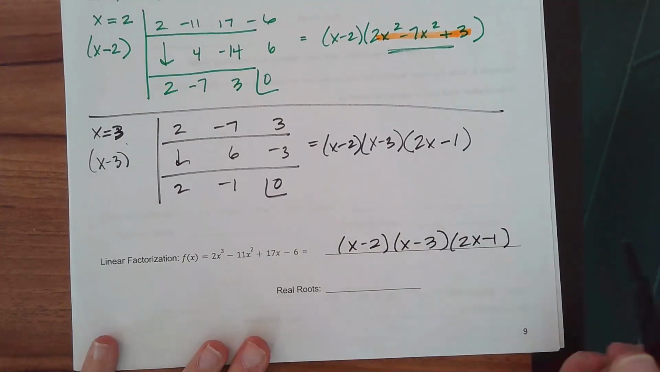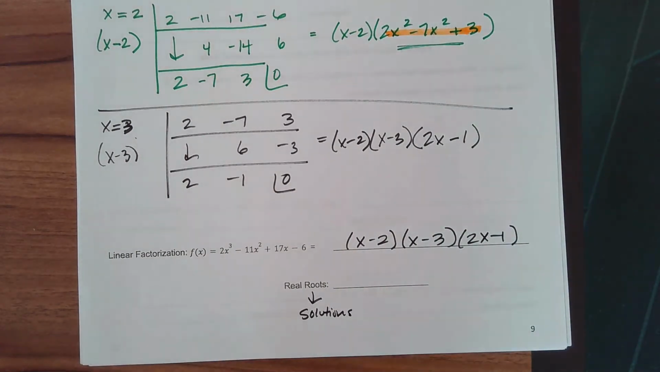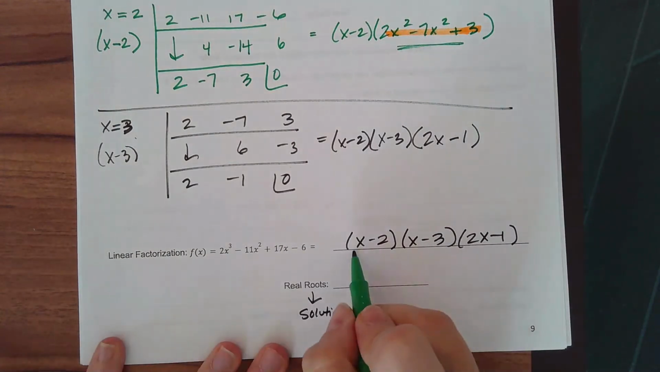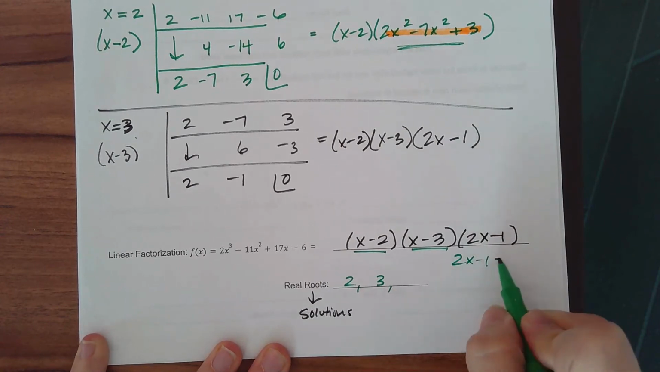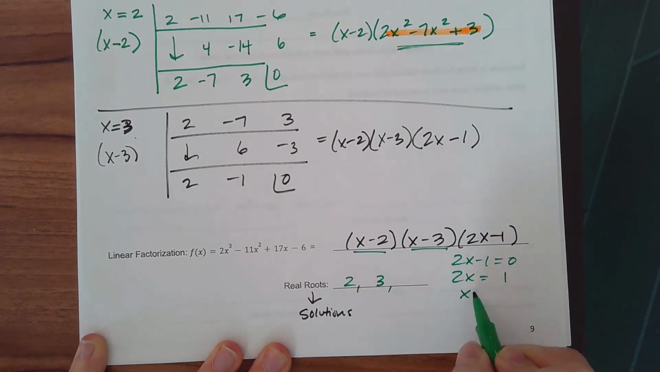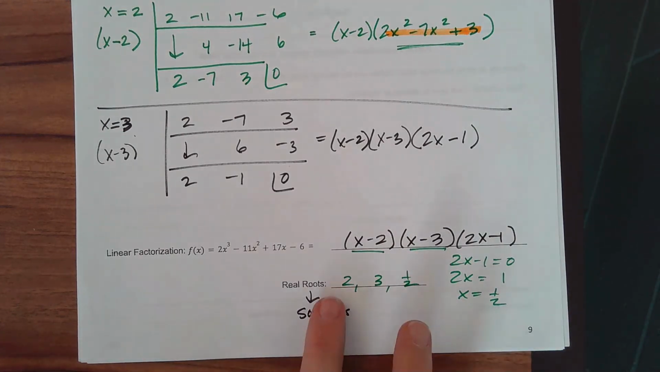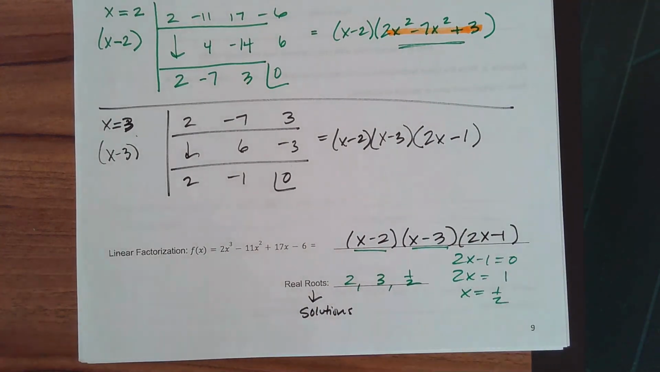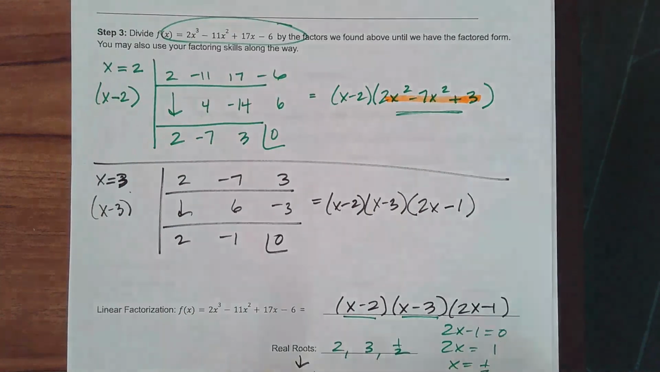It says real roots. So basically what I'm asking for here, remember roots means solutions. So you are solving for x. If I set this equal to 0, I get 2. If I set this equal to 0, I get 3. And if I set this equal to 0, I should get 1/2. So those are all real numbers. In other words, there's no imaginary. We haven't gotten into that yet. But those are all real numbers and values that we can now find. If I asked you for your solutions, those would be our solutions. So we found the same ones by using our calculator, right? But this is how we would do it using our graph.